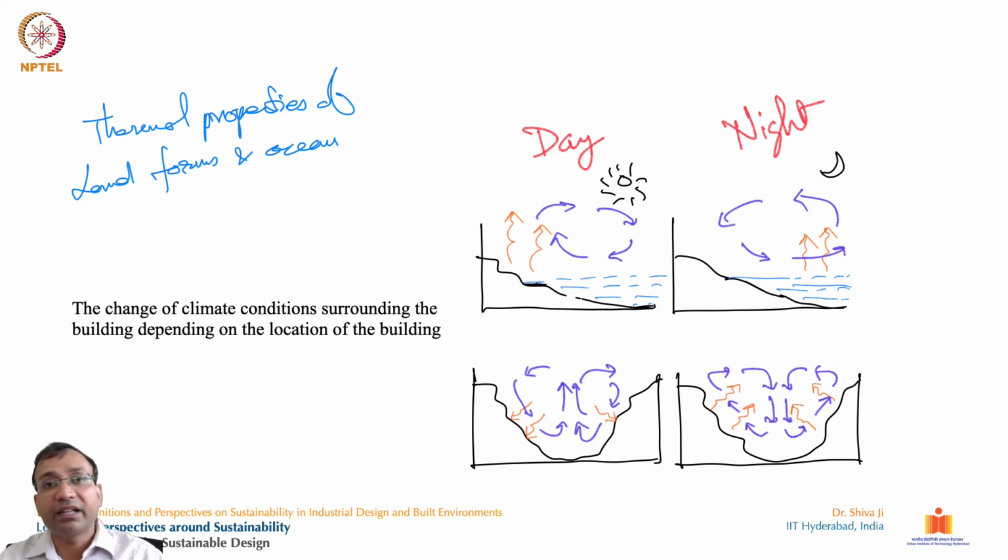Okay, so the land actually heats up very fast. The water body heats up a little slower. So the cycle of this: if there is sun in the daytime, the temperature on the land will increase very fast, but the water will start heating, and it will reach its pinnacle in the night time, not in the daytime.